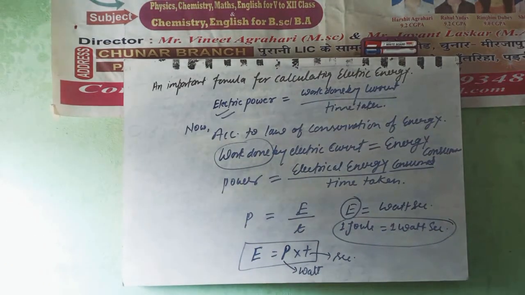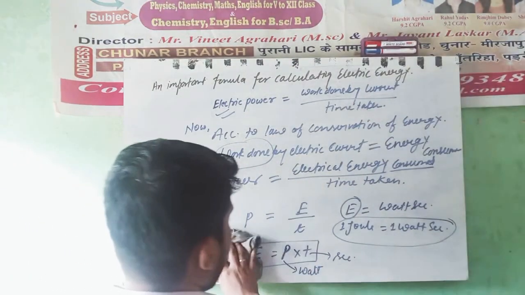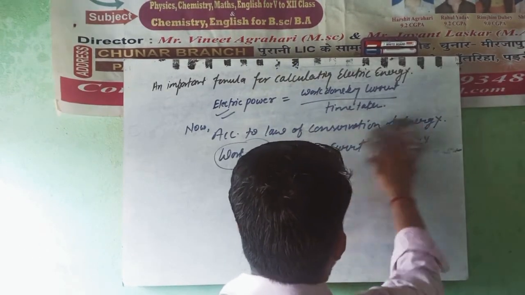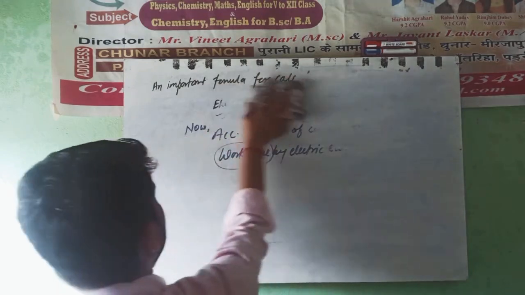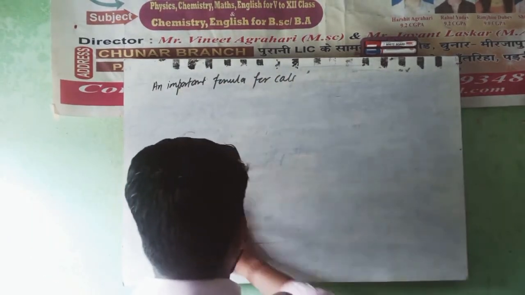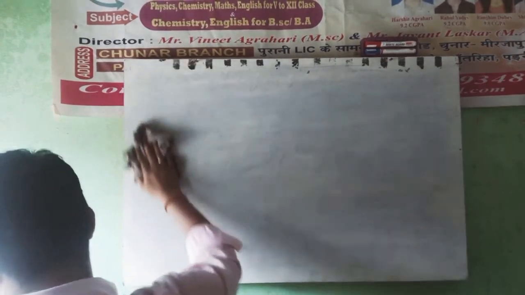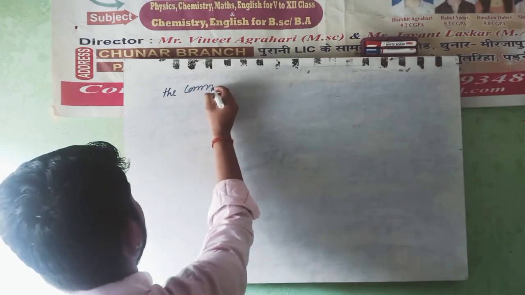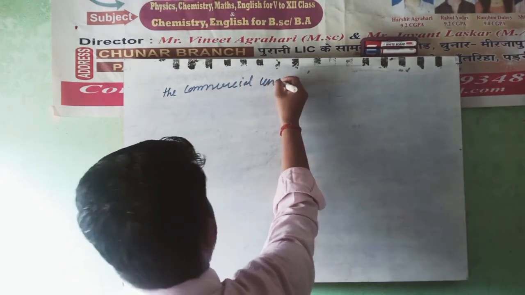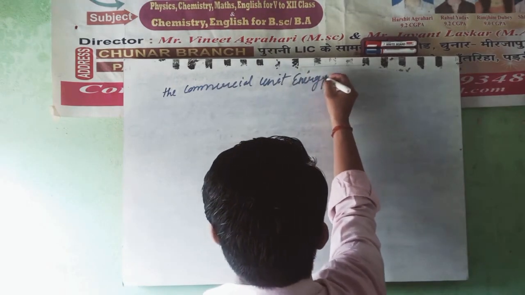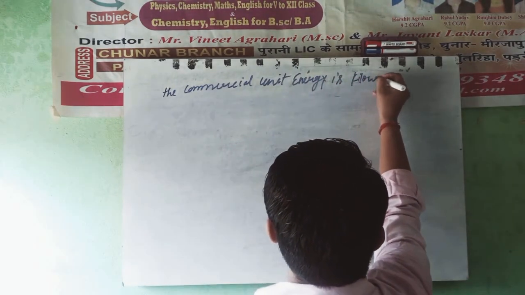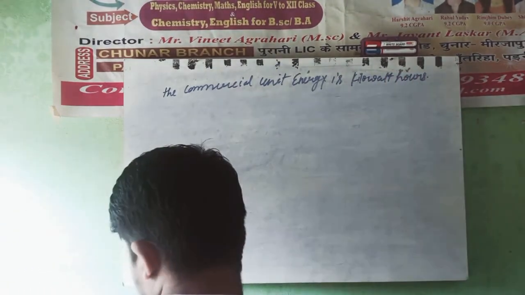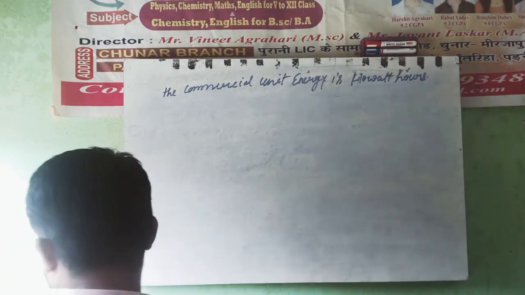Then I will tell you the commercial unit of electric energy. What is the commercial unit of electrical energy in terms of electricity? The commercial unit is kilowatt hour. Okay, the commercial unit of electrical energy is kilowatt hour, and the SI unit of electrical energy is joule.